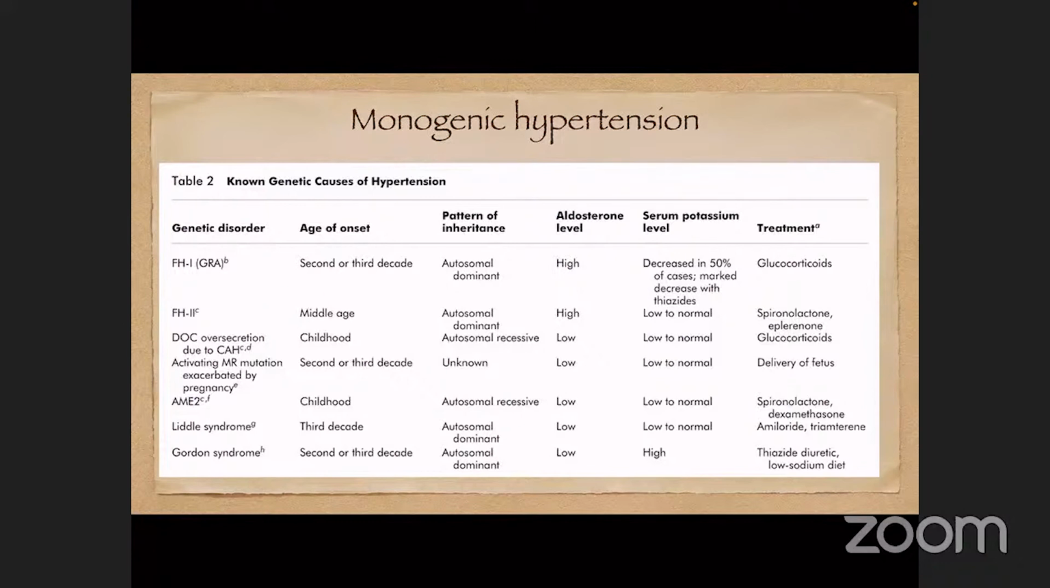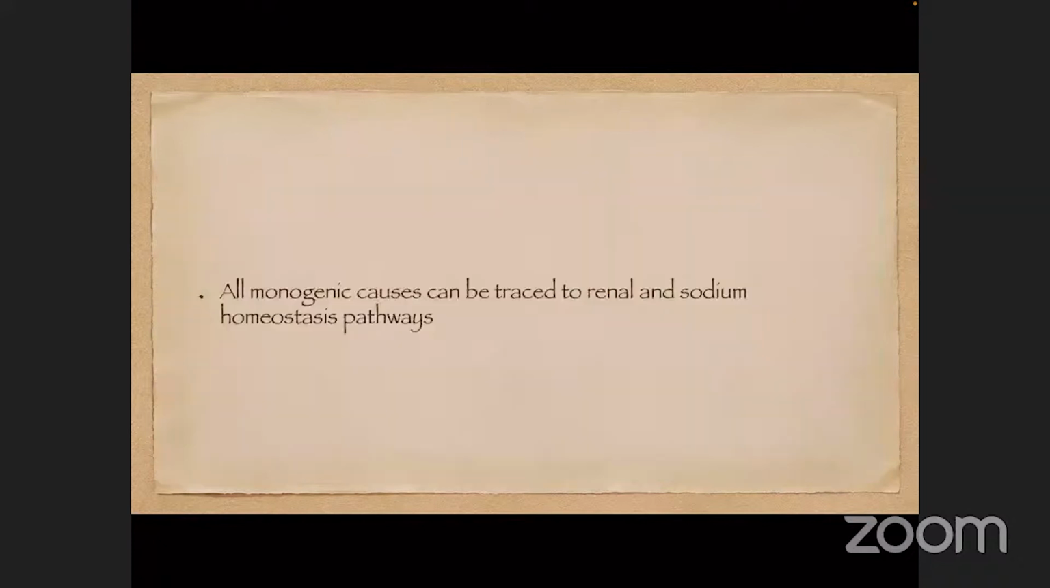This is the site of action for thiazide diuretics, which is why thiazide diuretics will be a good therapeutic option for this. If you look at all causes of monogenic hypertension that are available to us, you will see that it boils down to the renal tubule and the hormones which act on it, and the receptors and the transporters that are involved in it. So essentially, your blood pressure control comes down to the hormones which are secreted and act on various renal sites. All monogenic causes can be traced to renal and sodium homeostasis pathways.